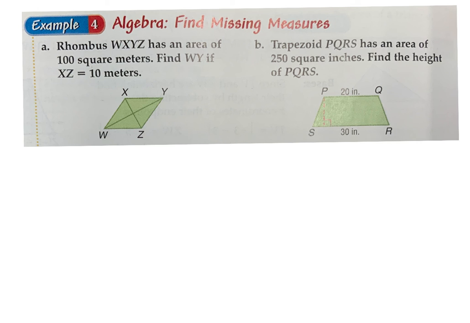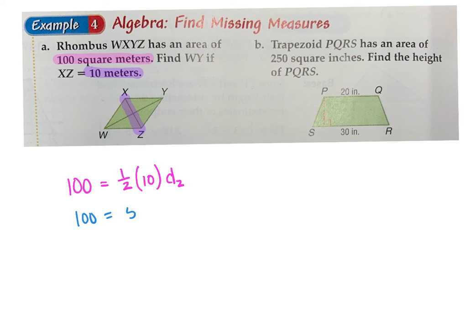Well, they gave me W to Y. They gave me X to Z. All right, so they gave me X to Z right there, and they told me it is 10 meters. And then they gave me the area, right? So I'm going to set it up in my formula. Area equals 1/2 my first diagonal, which I obviously know, and then my second diagonal, which is what I'm looking for. All right, so 1/2 times 10 is going to be 5, and then what do I do with that?